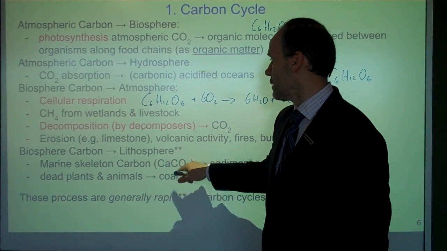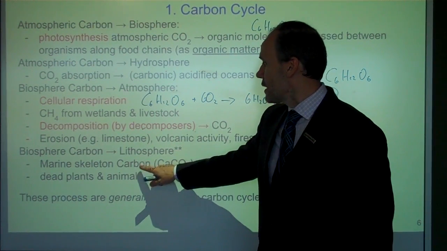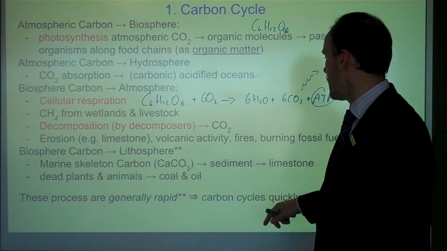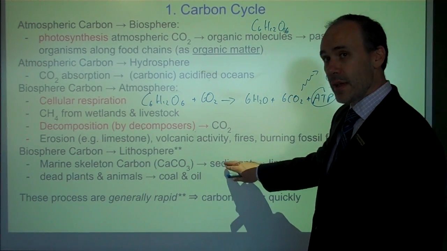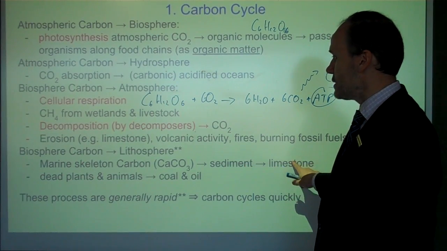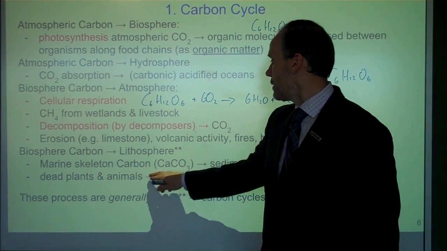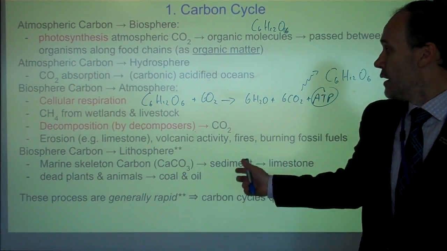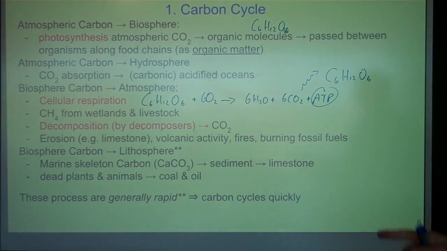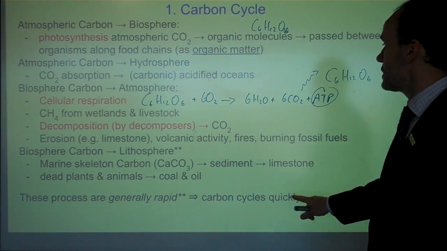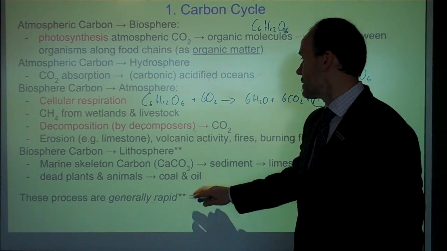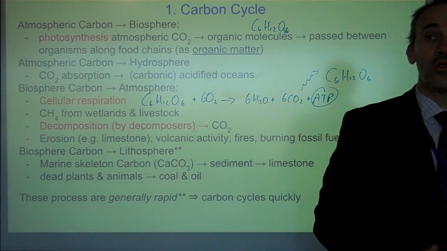That's where the lithosphere comes in. And then marine skeletons, which are made of calcium carbonate, when they die, end up in sediment, and end up in limestone. And dead plants and animals can lead to coal or oil. These processes, these ones are generally rapid. So carbon can cycle pretty quickly, but the lithosphere is a slow one.